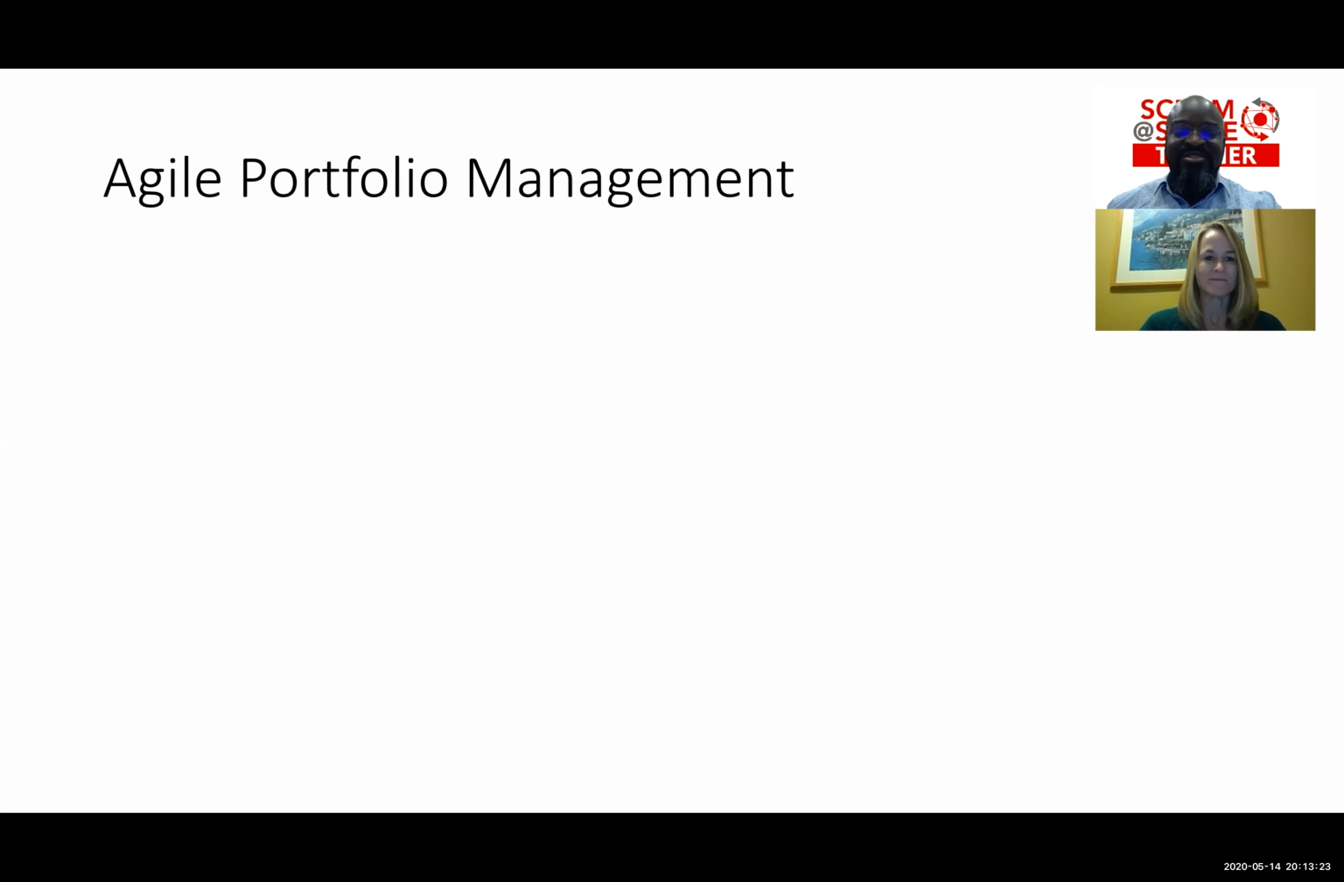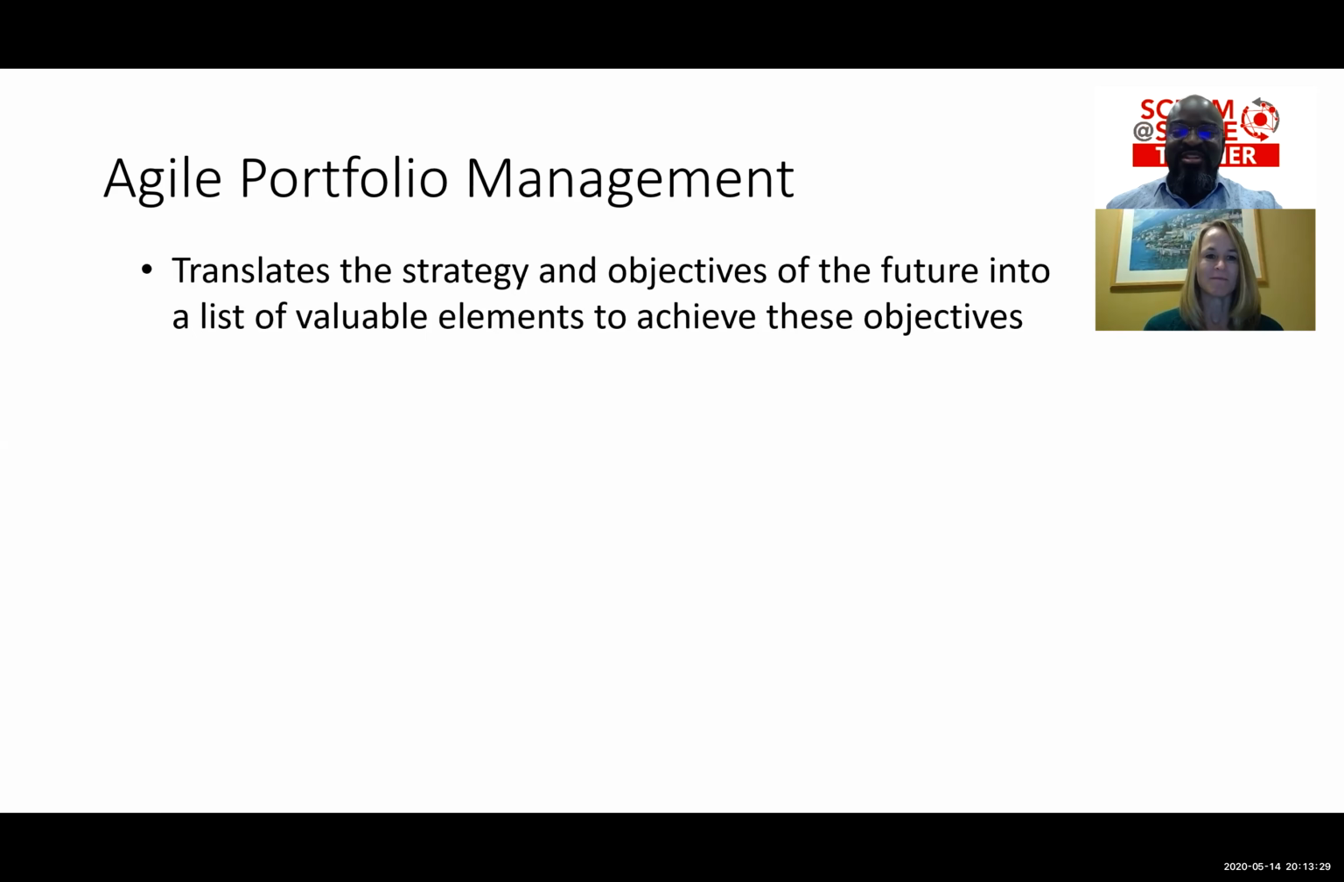So, for our discussion of Agile Portfolio Management, I thought we'd start by looking at just a traditional definition of what portfolio management is all about. In portfolio management, you're trying to actually translate the strategy and objectives for the future into a list of valuable elements to achieve those objectives. What do you think, Rhonda?